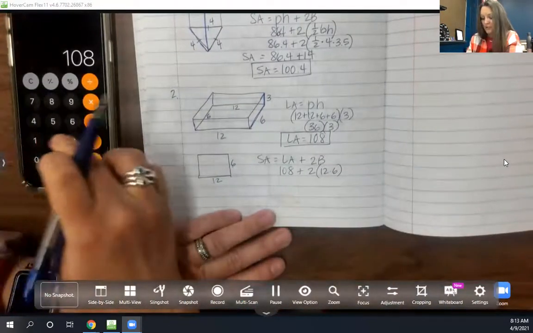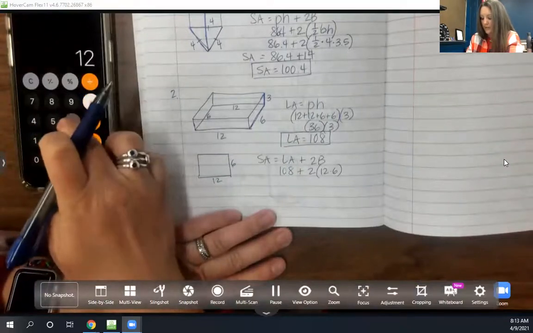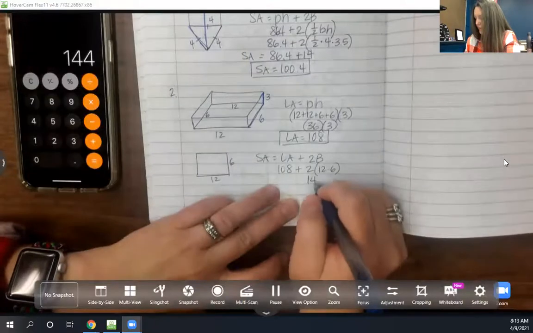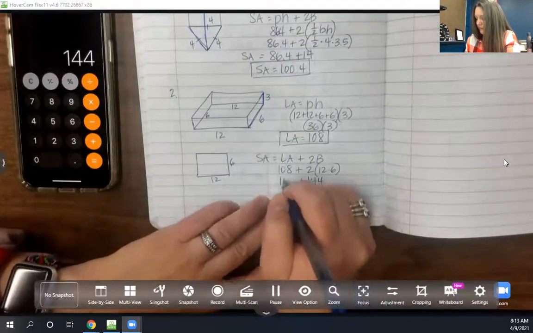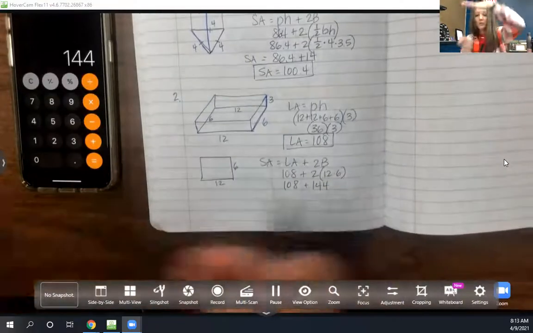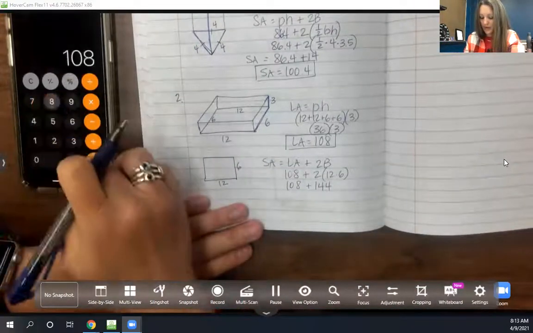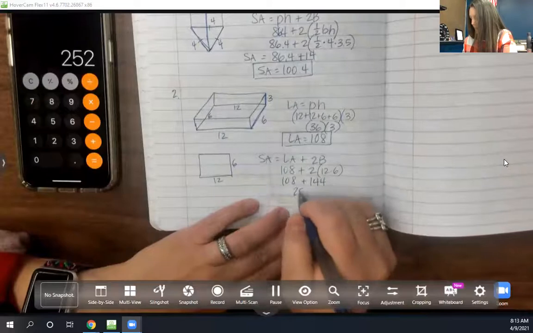So let's plug this in and see what we get. 12 times 6 times 2, 144. Why do we multiply it by 2? Because there's 2 of them, right? One on the top, one on the bottom. Let's add that to 108. It's 252.